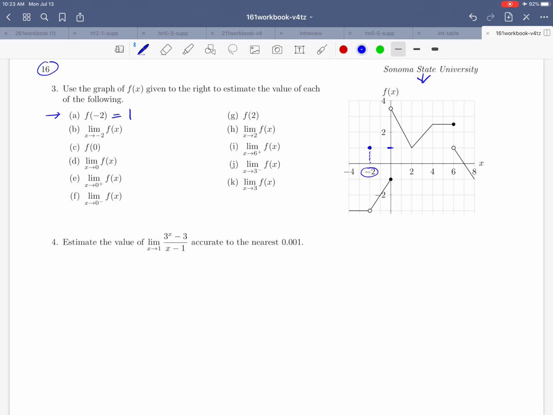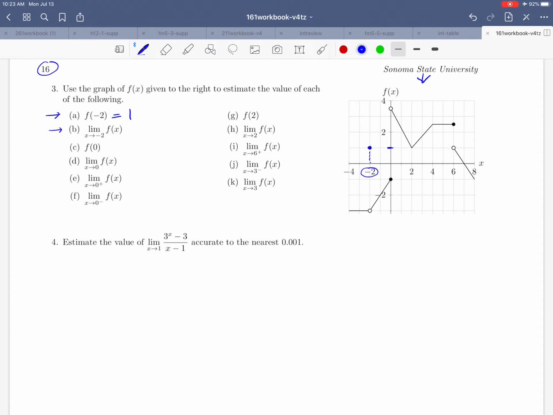Let's see. What about the limit as x approaches negative 2 of f of x? Okay, well, that's like asking us, if we take x values that are close to negative 2, what are the y values of our function going to approach? And that's a two-sided limit because there's no plus or minus sign after the negative 2. All right, so we're going to look at both the left and the right-hand side of negative 2.